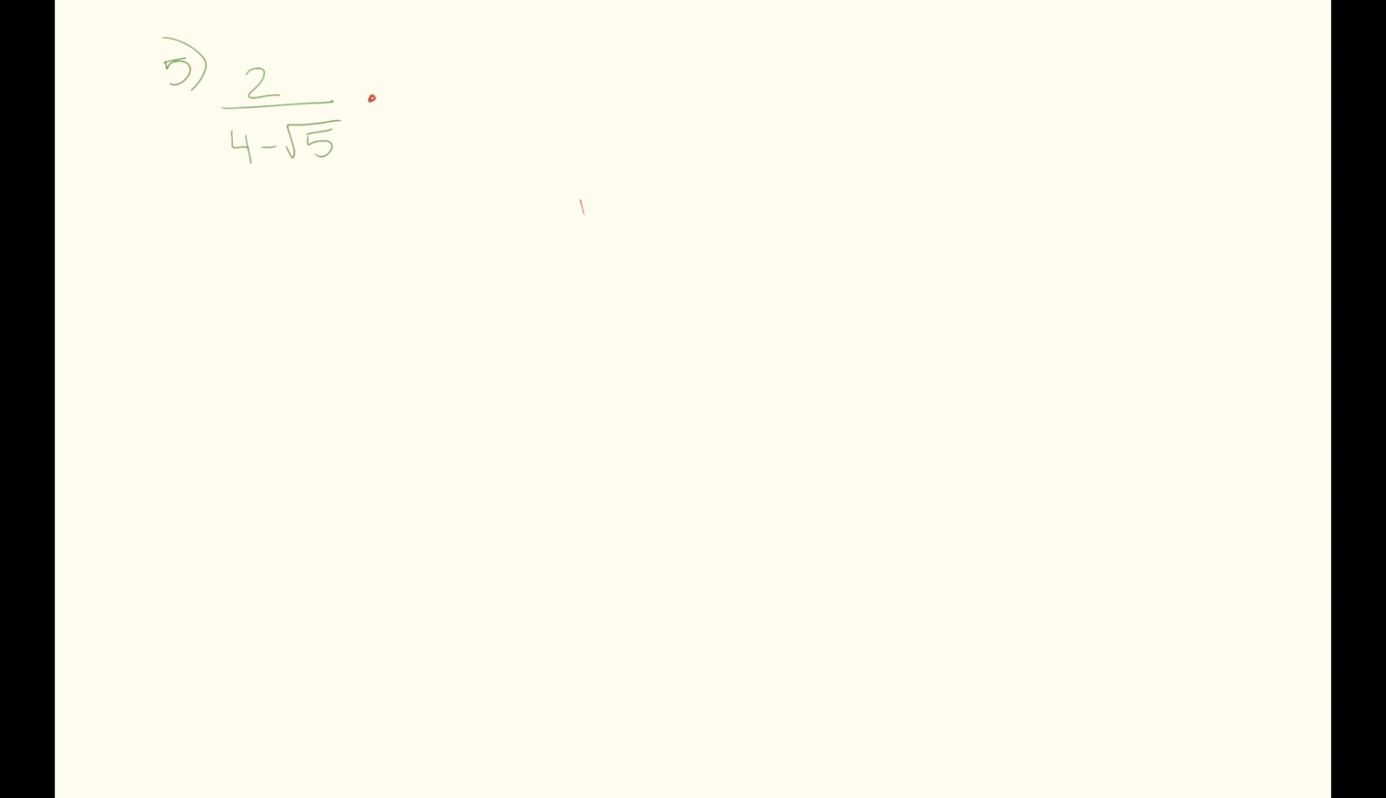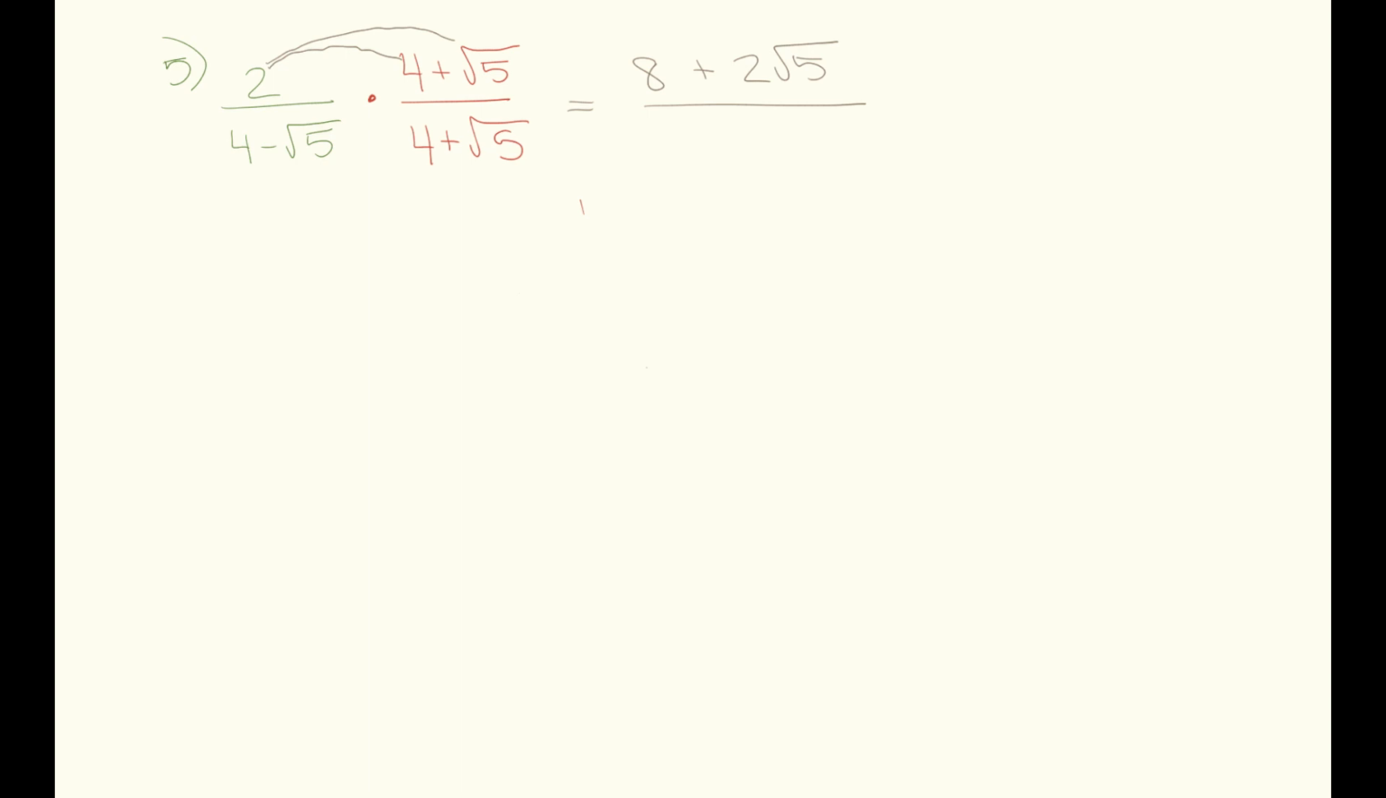So instead of 4 minus the square root of 5, I'm going to multiply by 4 plus the square root of 5. And I can do that because I'm multiplying by the same thing over itself, which is just like multiplying by 1. Okay, so now what we're going to do is you're going to have to distribute. So we're going to multiply like this. Okay, so 2 times 4 is 8. And 2 times the square root of 5 is just 2 times the square root of 5. Over.